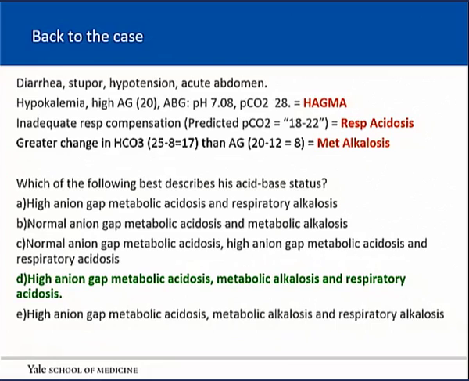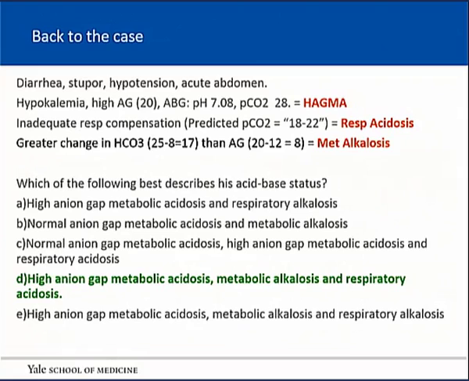And then the last one is that there was a greater change in bicarbonate. The bicarbonate dropped by 17, then the change in anion gap. So actually, this is wrong. It's not a metabolic alkalosis. It's a metabolic acidosis. The patient had a metabolic acidosis from the diarrhea that was present. So it's not the highlighted green D. The highlighted C is the correct answer.